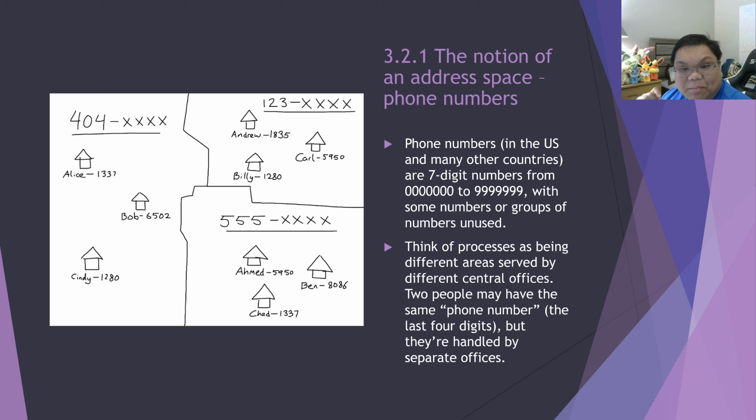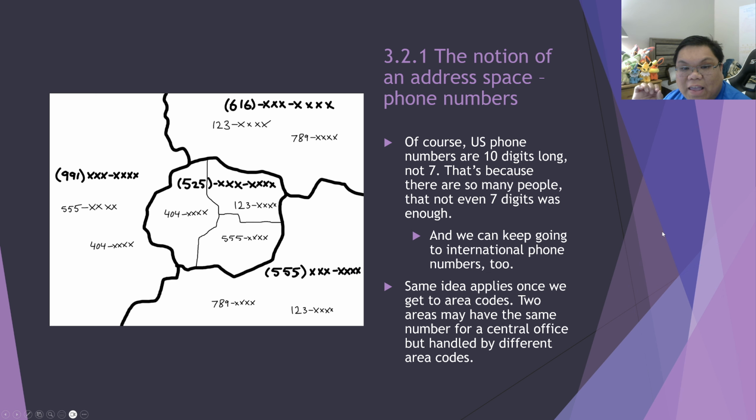In a sense, a phone number really is just the last 4 digits. Everything else is just how to get there. The same principle applies once we get to area codes. It turns out these 7-digit phone numbers were still not enough, so now we have 10-digit phone numbers. The first 3 digits are an area code. The next 3 digits are the number for a central office. The problem now is there are so many central offices that some of the central office numbers have the same code, so we need an area code to tell those apart. But the idea is still the same.